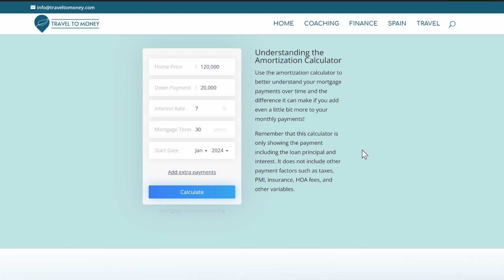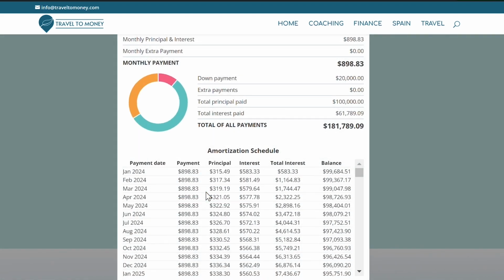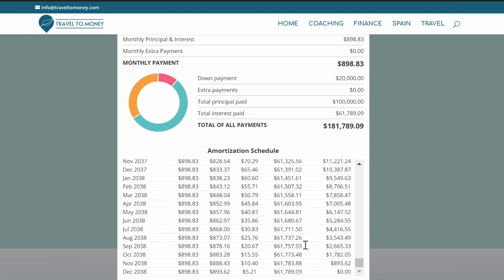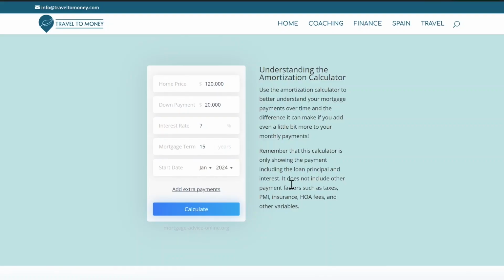Okay, before we look at adding extra payments, I want to take a look at a 15-year term instead of 30 years. Look at the difference in these numbers. Your monthly payment only goes up by $233.53, but you pay off the loan 15 years earlier and only end up paying $61,789 in interest. That's less than half the interest, and the total you pay on the loan drops all the way down to just over $161,000. Isn't that insane?